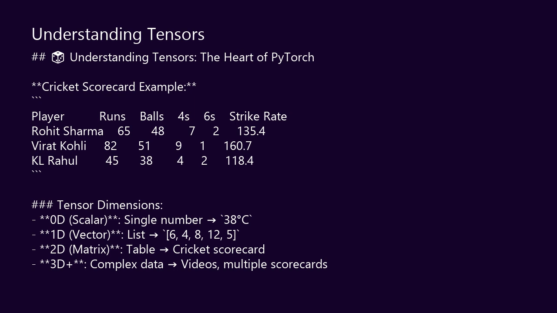Tensors come in different dimensions. A 0D tensor is just a single number, like temperature 38 degrees. A 1D tensor is a list of numbers, like runs scored in each over. A 2D tensor is a table, like our cricket scorecard. And 3D tensors? They're like multiple scorecards stacked together, used for more complex data. Let's create tensors and see this in action.